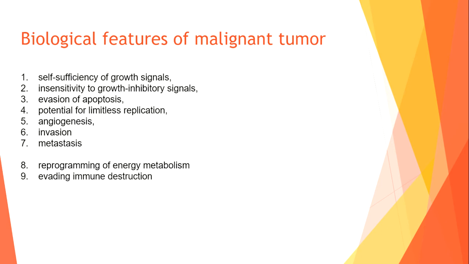8. Reprogramming of energy metabolism. It's important because when we have cells which are self-sufficient in growth signals and have limitless potential for replication, it is logical to assume that these cells have another mechanism of energy metabolism. And 9, one of the most important factors, is evading immune destruction.